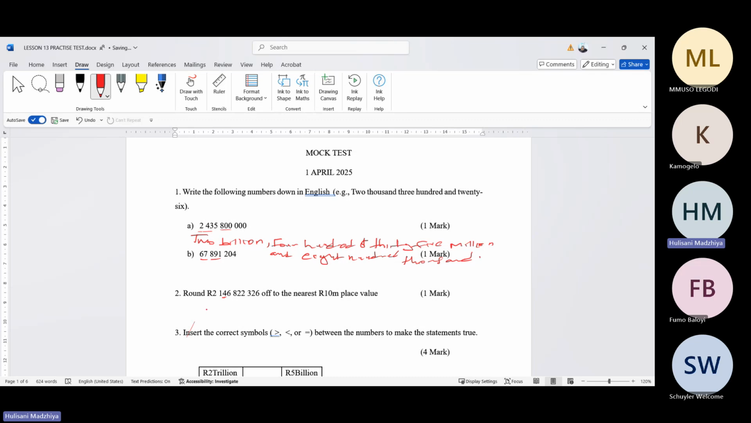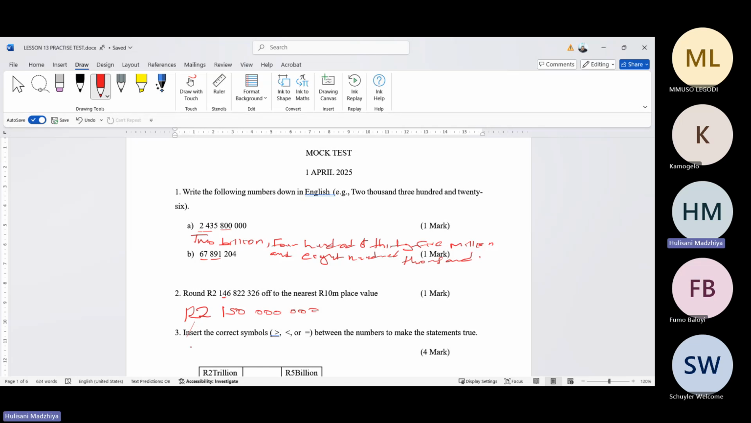So we go and say 2 billion, 100 million, and then we look at our 10 million value, which is 4. And then we'll look at the value after that, which is 6. Because it is above 5, this is going to be 2,150 million. So this is how the final figure should look after rounding it off.